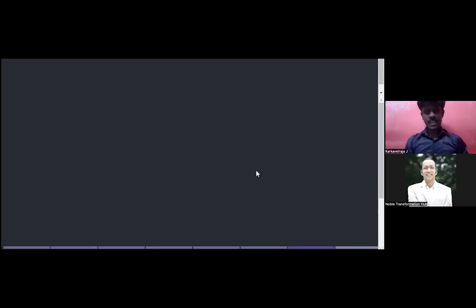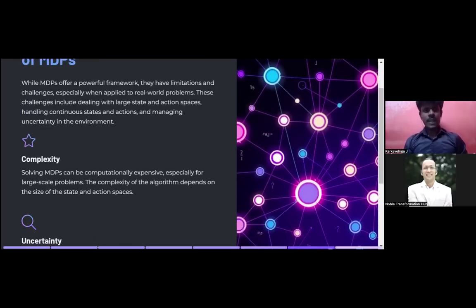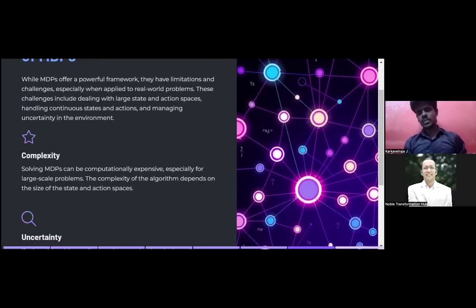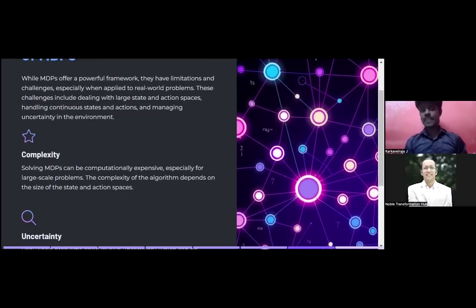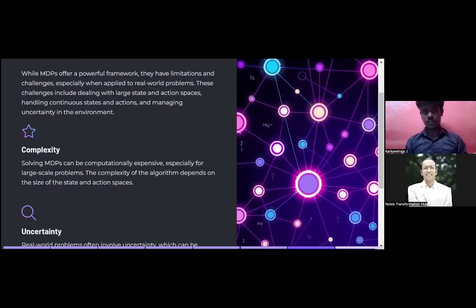Okay. Yeah, let's see the limitations and challenges of MDP. While MDP offers a powerful framework, it has limitations and challenges, especially when applied to real world problems. These challenges include dealing with a larger dataset, larger action spaces, handling continuous states and actions, and managing uncertainty in the environment. Let's see one by one.